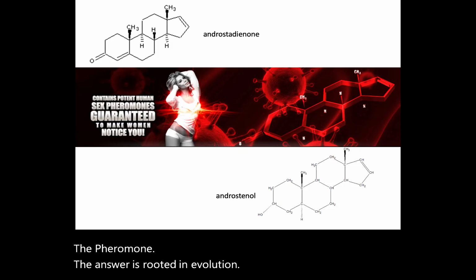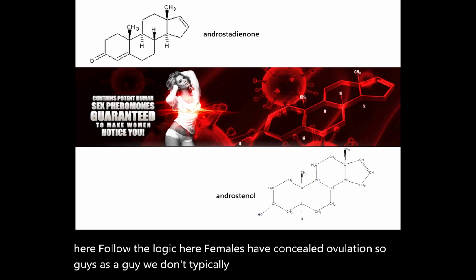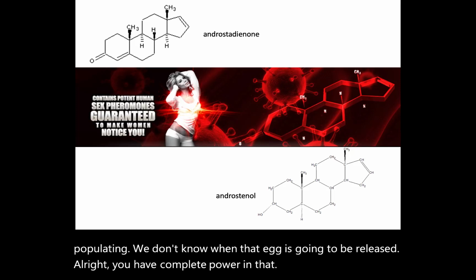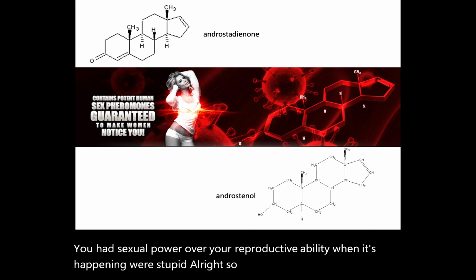Male competition, reproductive advantage. This is why the female releases androstenol, the female pheromone. Follow the logic here. Females have concealed ovulation. So guys, as a guy, we don't typically know when you as a female are ovulating. We don't know when that egg is going to be released. You have complete power in that. You have sexual power over your reproductive ability. You know when it's happening. We're stupid.